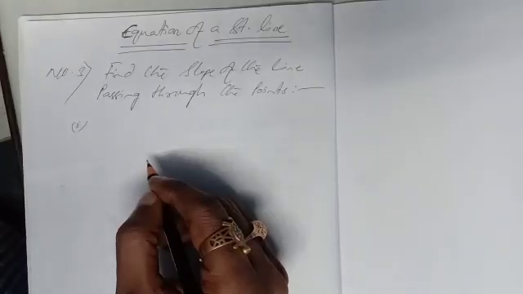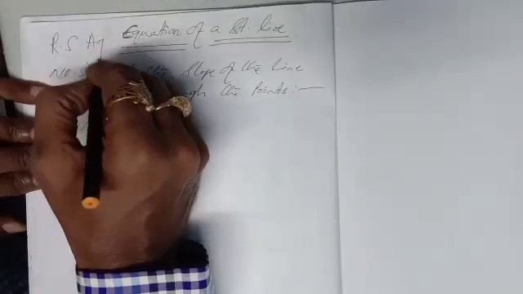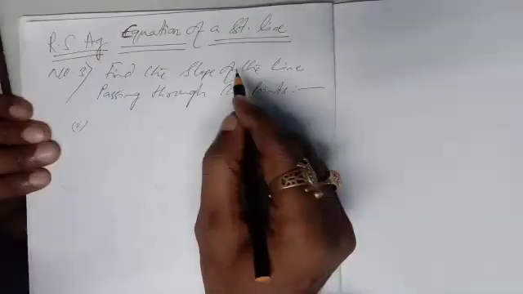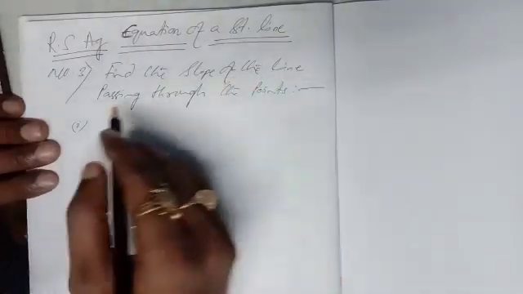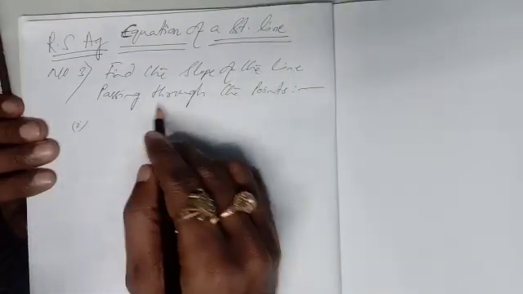Today I am going to continue the chapter Equation of a Straight Line from the book R.S. Agarwal. Here is question number 3. Find the slope of the line passing through the points.